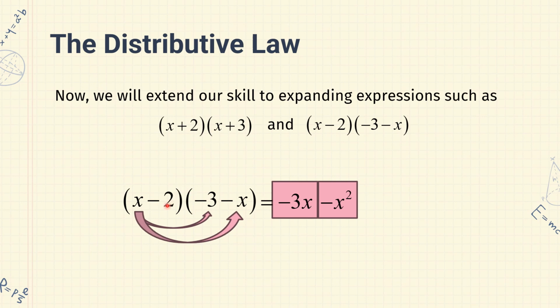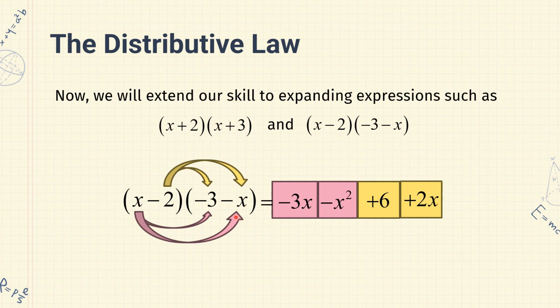Then we continue by looking at minus 2 to multiply with minus 3, and that will give us a positive 6, because if you remember, minus and minus gives us a plus. And then we take a minus 2 to multiply with a minus x, and that will give us a plus 2x, because again, minus and minus gives us a plus.